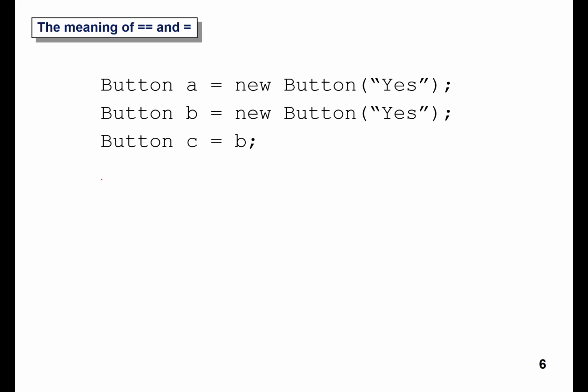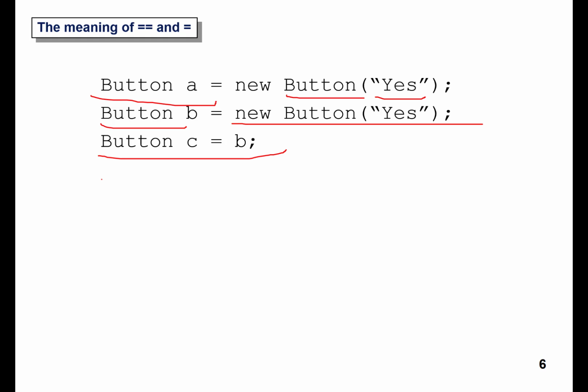So let's say I have a simple computer program here. I'm creating an object of type button, and I'm initializing its label to yes. So button A is equal to new button. I'm creating another button B, also creating an object, and here I have a statement which says button C is equal to B. Okay, so what exactly is going on here?